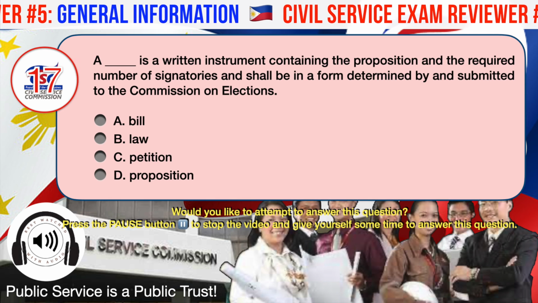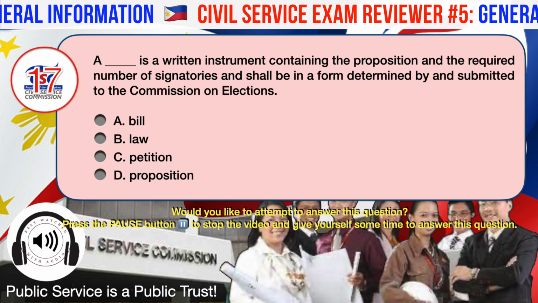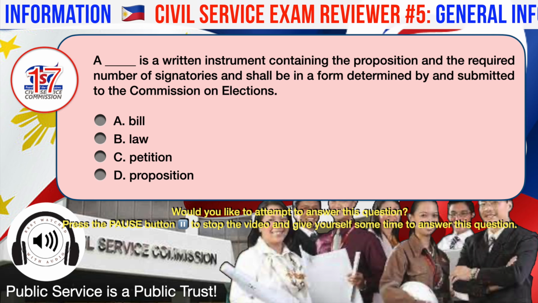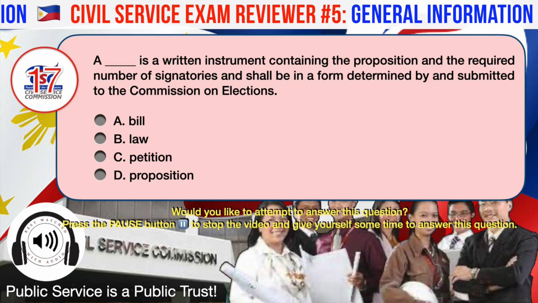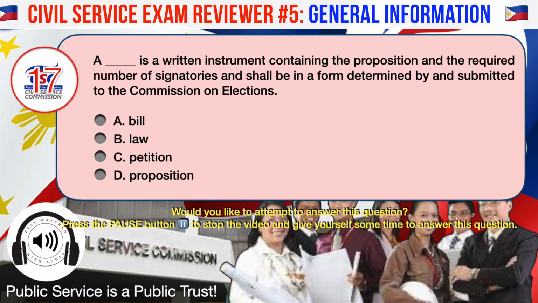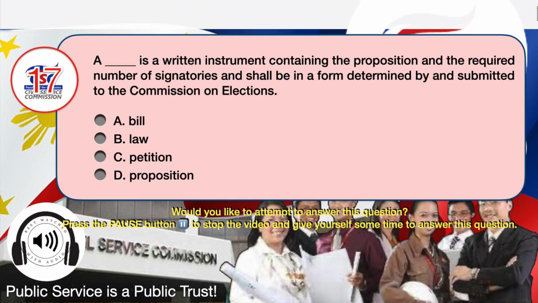Question number 17. A blank is a written instrument containing the proposition and the required number of signatories and shall be in a form determined by and submitted to the Commission on Elections. A. Bill. B. Law. C. Petition. D. Proposition. The correct answer is C.